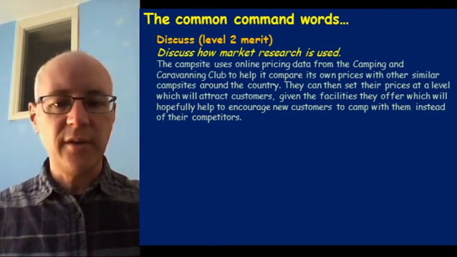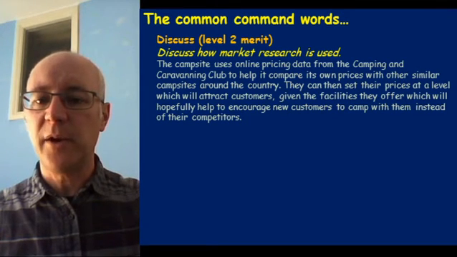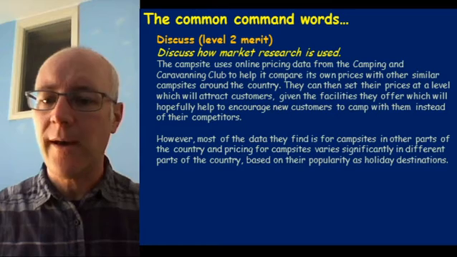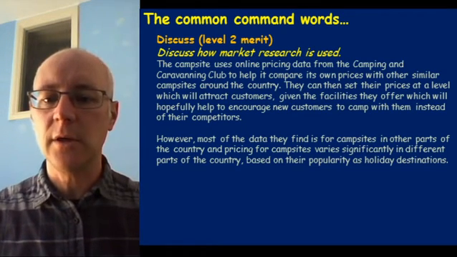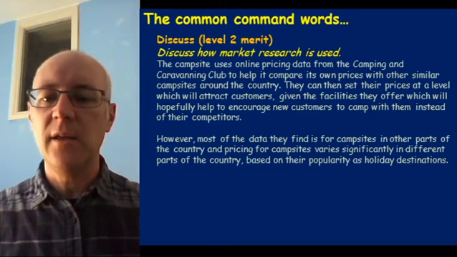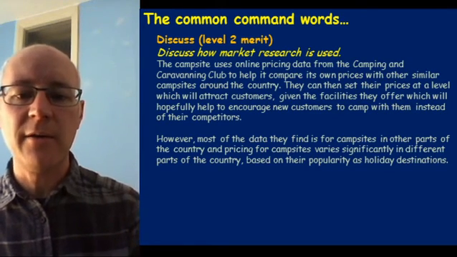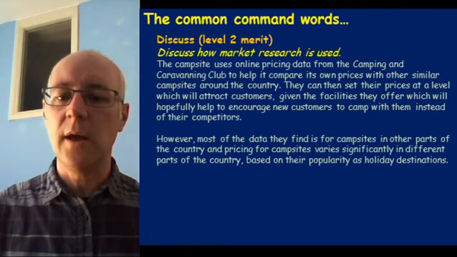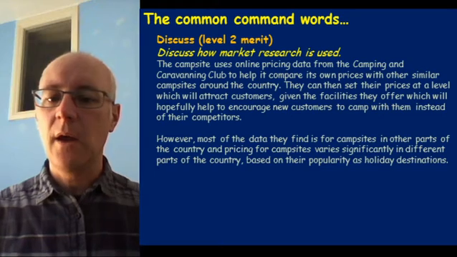So we've got the same first statement there. That's what I did for explain. But then I've got a however. However, most of the data they find is for campsites in other parts of the country. Camping and Caravanning Club is a national organisation, and pricing for campsites varies significantly in different parts of the country based on their popularity as holiday destinations.